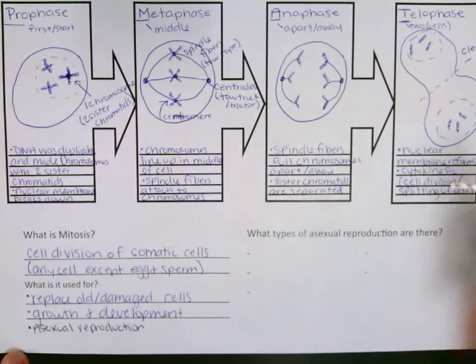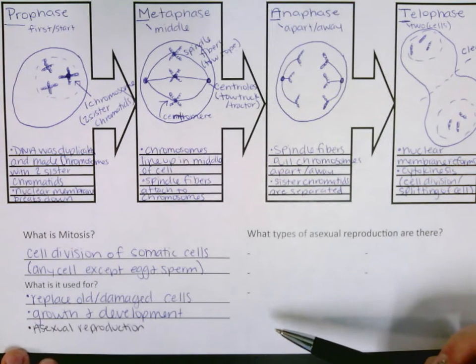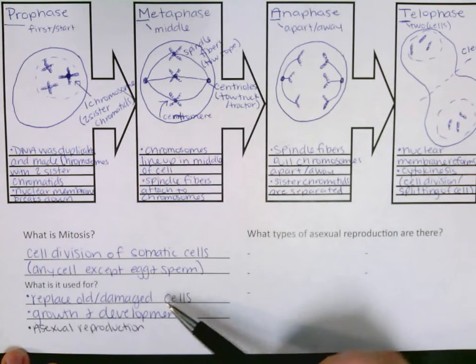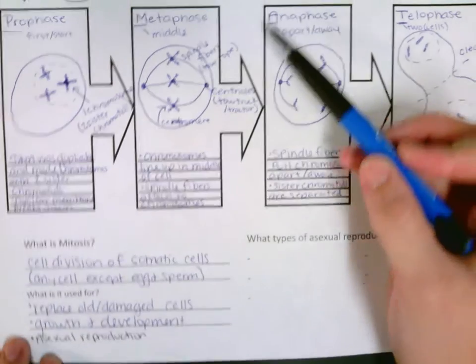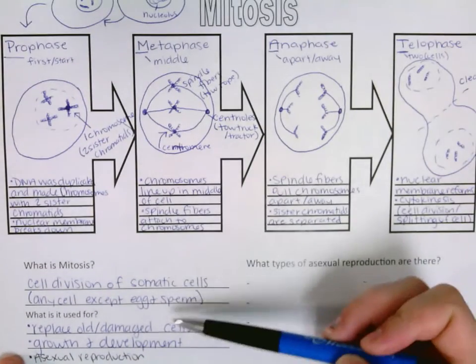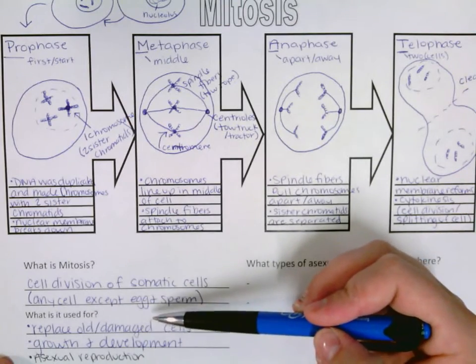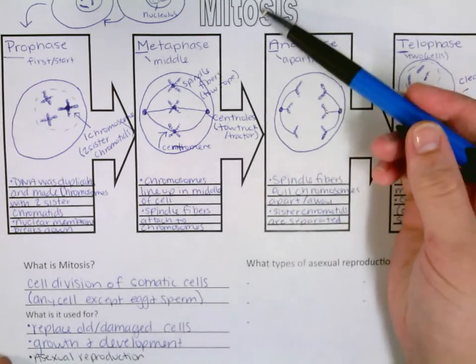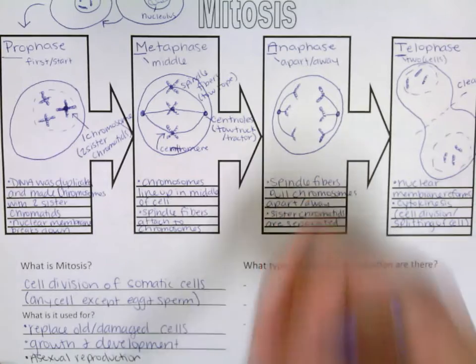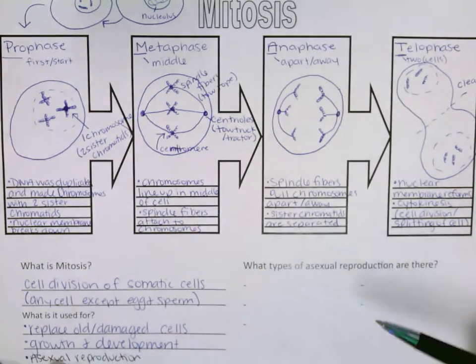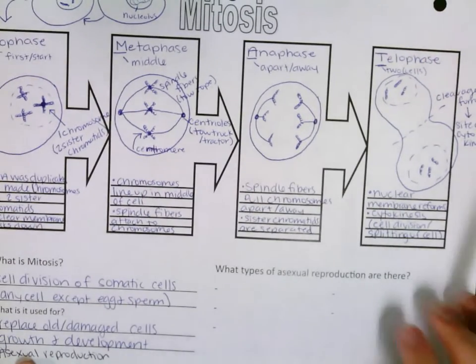So once again, this is going on your graphic organizer from the other day. So we know that mitosis can be used to replace old and damaged cells. We know that mitosis can be used for growth and development. We also know that mitosis can be used for asexual reproduction. So now we have to look at what types of asexual reproduction there are.